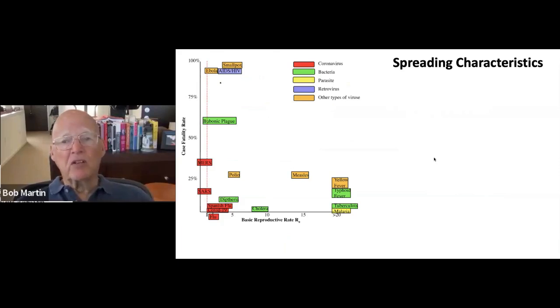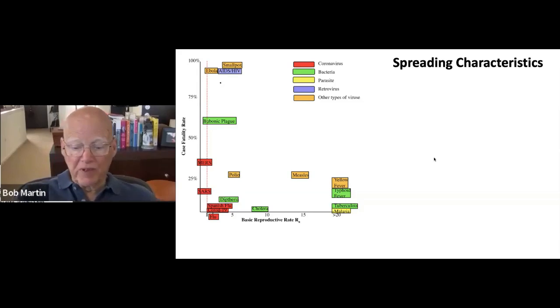Now, part of the reason I call this thing the mouse that roared is you look at the spreading characteristics. On the left is the case fatality rate. This is the percent of people who die. And across the bottom is the reproduction rate called R naught. It's the number of people in a native environment who get infected by one person. And you see COVID way, way down at the bottom left. So it's a mild virus that doesn't spread very quickly.